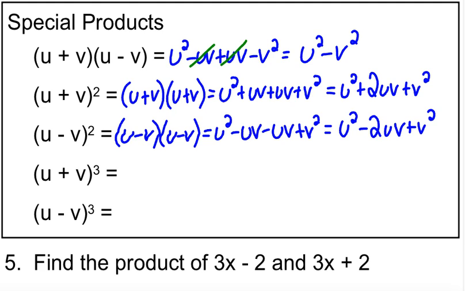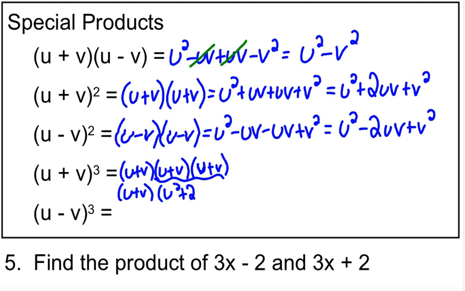Okay, now u plus v cubed. What this means to do is we want to take u plus v times u plus v times u plus v. This is one that it might be helpful to have a shortcut. Now you definitely can do all of this. Okay, and let's say you decide to multiply these two together first. You get u plus v, and then we already did this. This was number 2. This is u squared plus 2uv plus v squared.